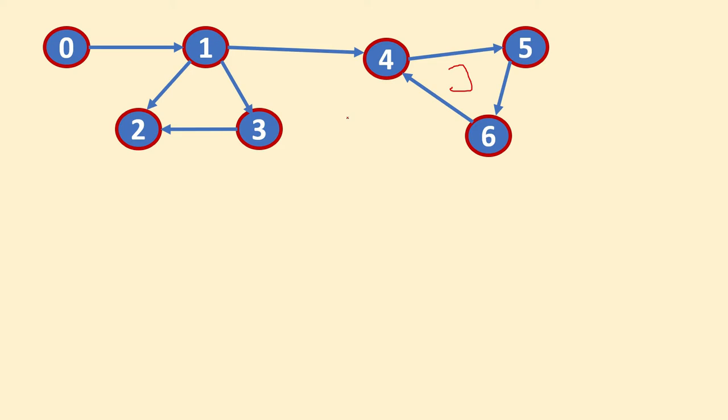Now to detect a cycle in this graph, we have to traverse this graph, right? To traverse this graph, we have two techniques, either BFS or DFS. So in this example, we will use the DFS technique to find a cycle in this graph. Initially, all these nodes are not visited because we have not started traversing the graph.